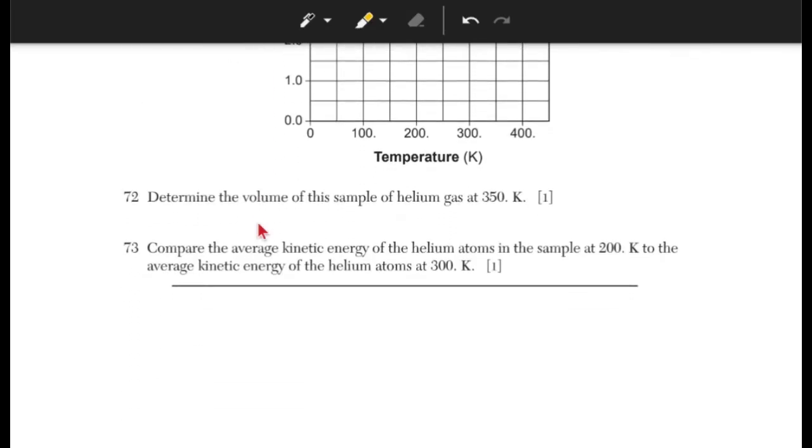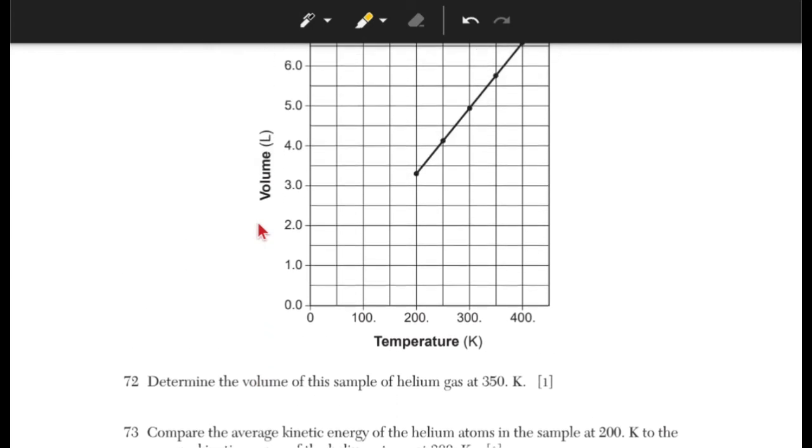Determine the volume of this sample of helium gas at 350 K. You need to find 350 K on the x-axis and align it with the corresponding number on the line. The number is between 5.5 and 6, so it looks like the volume would be about 5.7 L. Of course, the Regents has an interval that the right answer could be between. 5.7 L is not the only right answer.